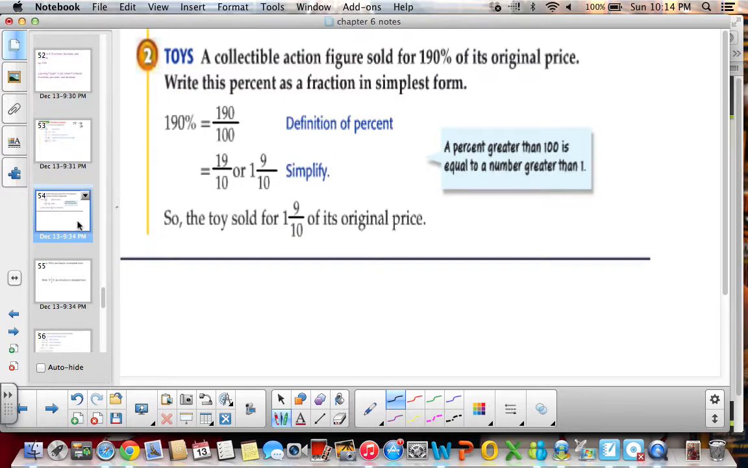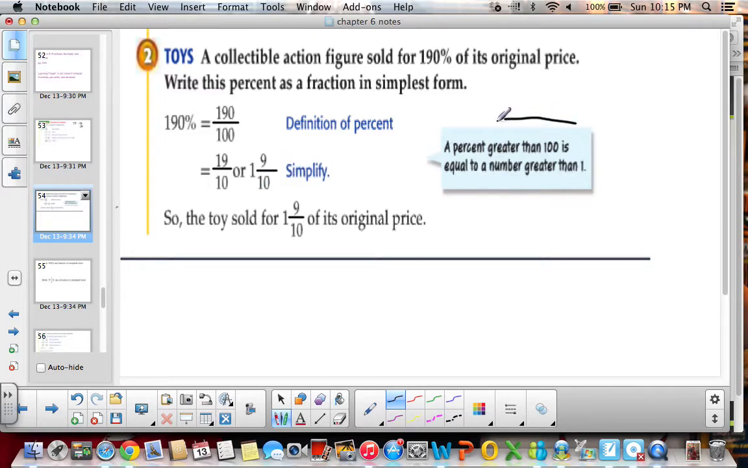A collectible action figure sold for 190% of its original price. Write this percent as a fraction in simplest form. So if we have 190%, again, we're going to write it over 100. So we would have 190 over 100. And then if we simplify, 190 divided by 100 is the same as 19/10. And then we can change that to a mixed number, which would equal 1 9/10.